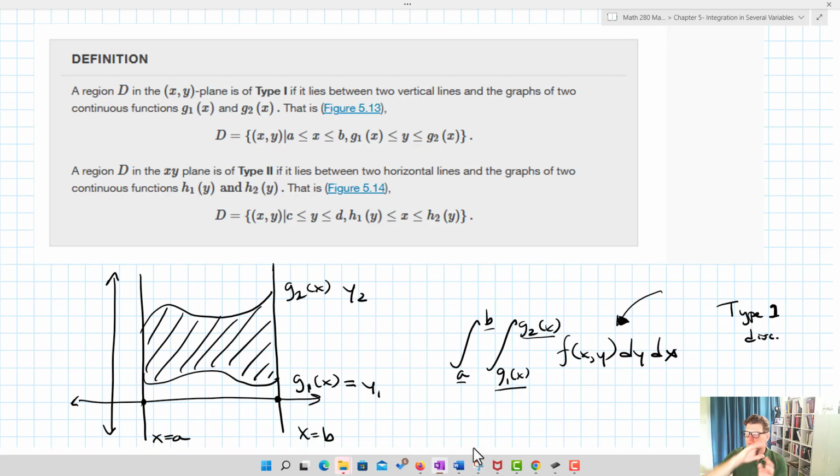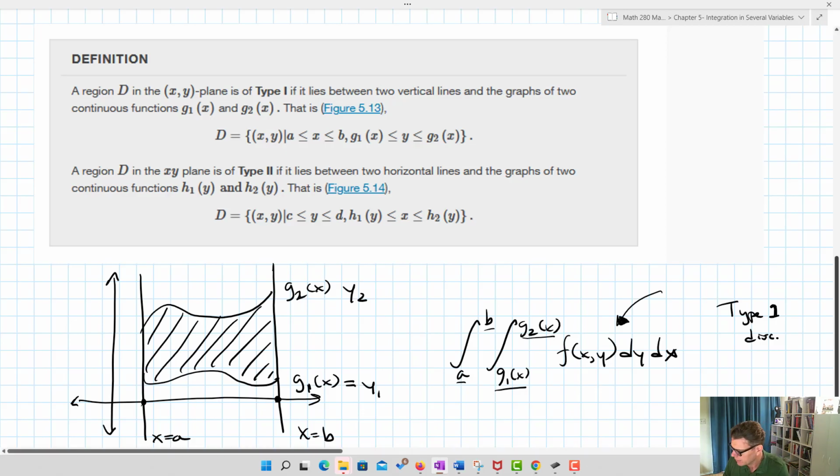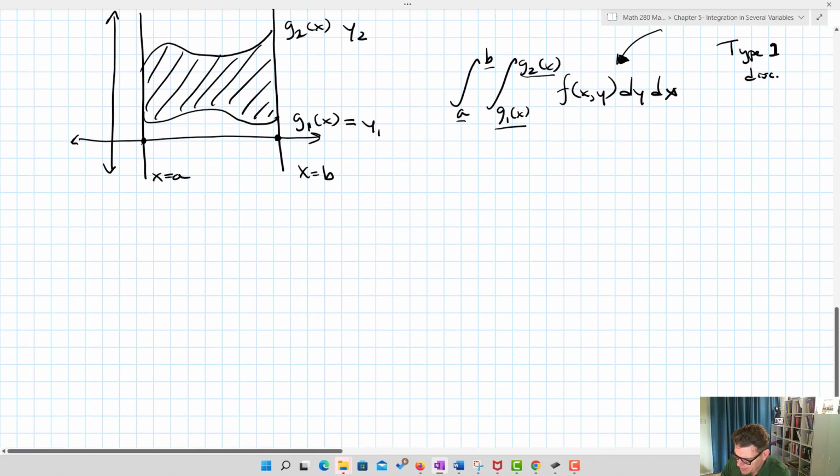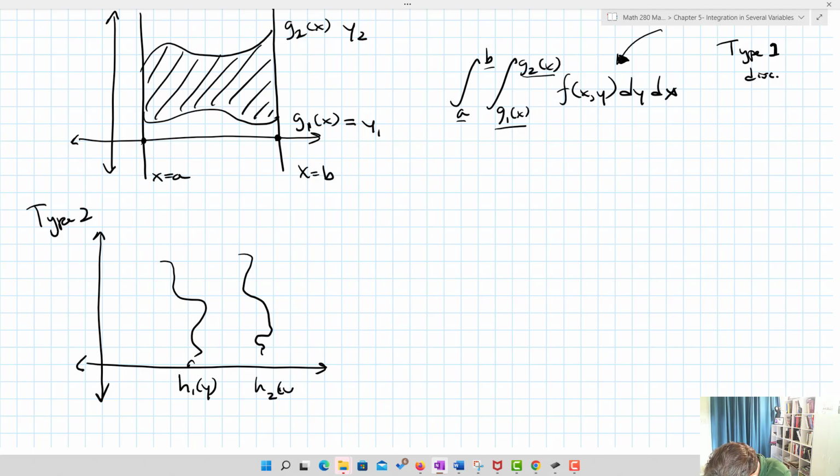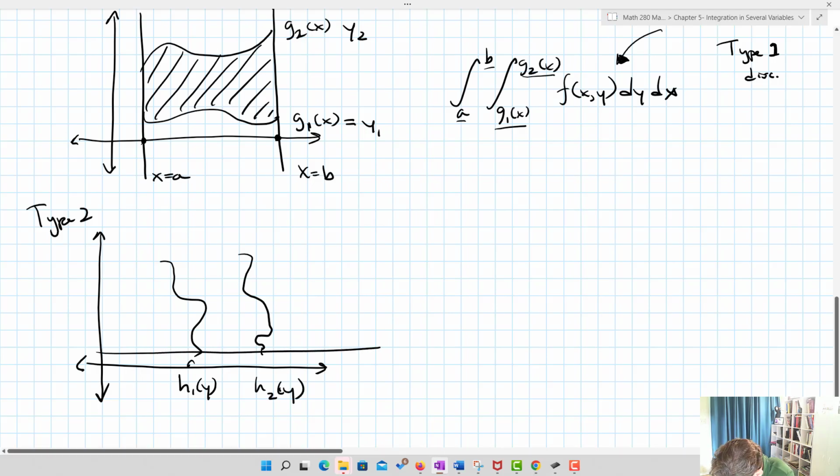Type 1 is where our functions are with respect to x, and our bounds are with respect to x. So key point. Let's take a look at a type 2. Again, we're going to be in the xy plane. But what we're going to do now is that we'll have a function of y, call this h1 of y. And then we'll have another function of y, say it looks something like this, h2 of y. And then we'll have y equals a and y equals b.